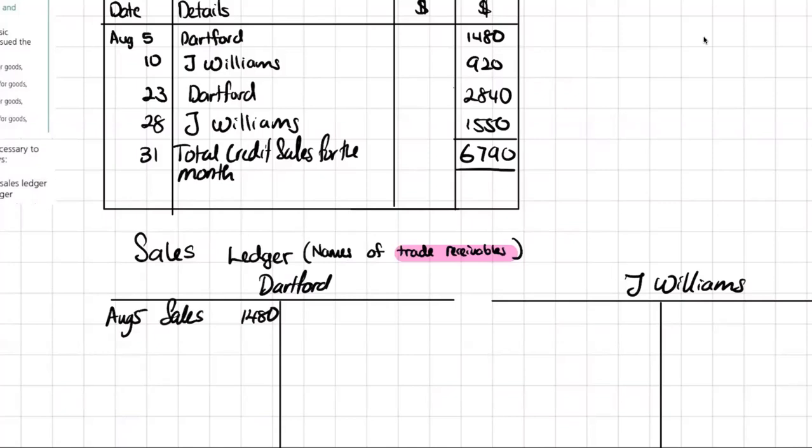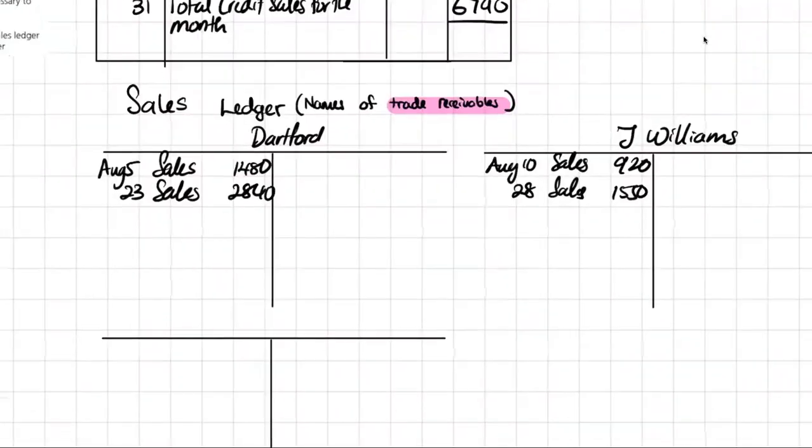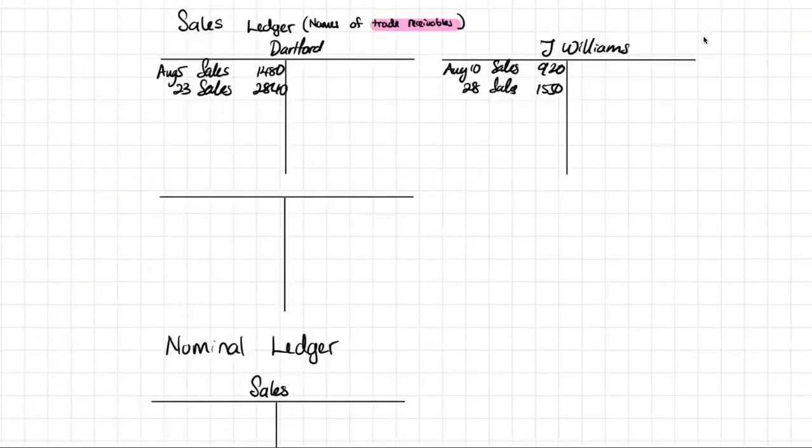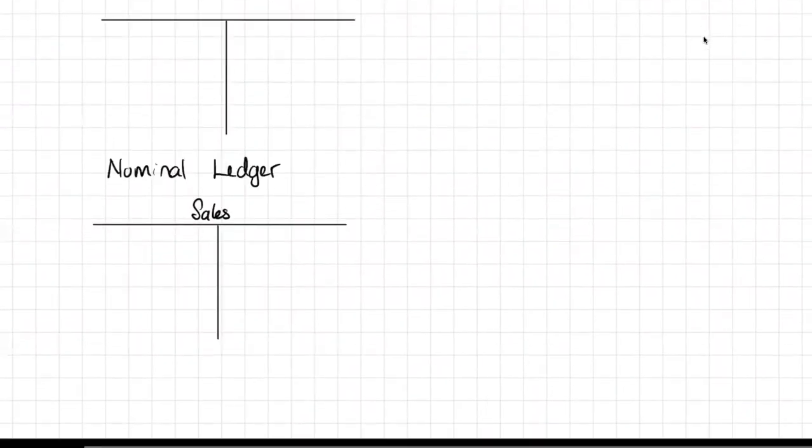Sale. I'm just going to write in here, August 10, sale 920, August 23rd, sale 2,840. Here we're going to write 28, sales 1,550. Okay, and then we're going to write the total inside our sales account in our nominal ledger, 6,700.